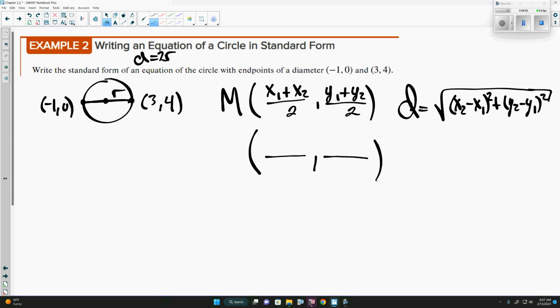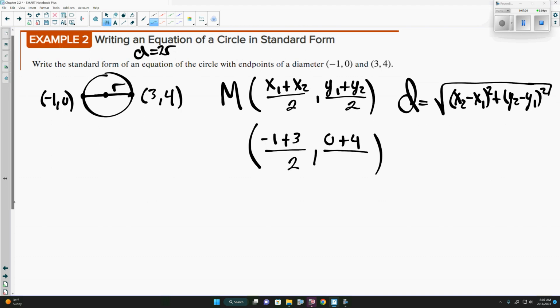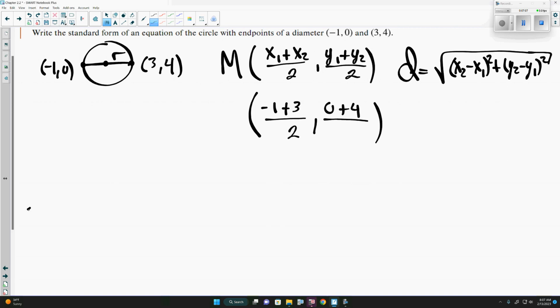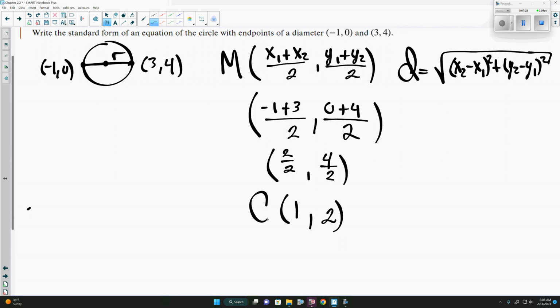So if we find the midpoint first, well, our x values are -1 plus 3 over 2, and our y values are 0 plus 4. Now at this point here, you could plug this into the calculator. We can do -1 plus 3 divided by 2 in the calculator. Because if we did it by hand, we would have 2 over 2, which simplifies to 1. For y, 0 plus 4 is 4. And 4 over 2 is 2. So the center for this circle is at the point 1, 2.